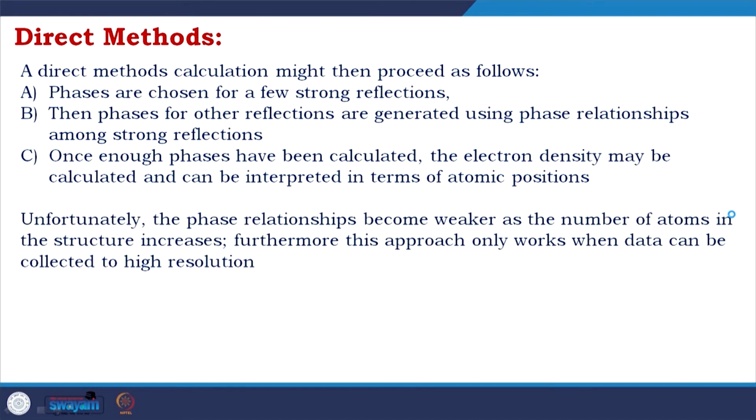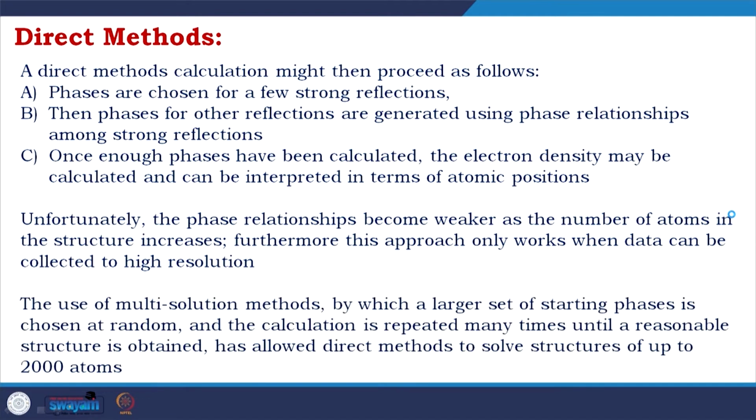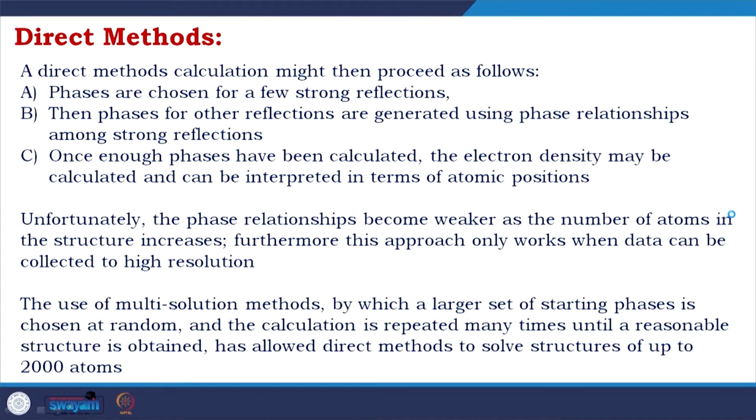Unfortunately, the phase relationships become weaker as the number of atoms in the structure increases. Furthermore, this approach only works when data can be collected to high resolution. So, the requirements are simpler compounds with fewer atoms and high resolution. The use of the multi-solution method, by which a larger set of starting phases is chosen at random and the calculation is repeated many times until a reasonable structure is obtained, has allowed direct methods to solve structures of up to 2000 atoms.